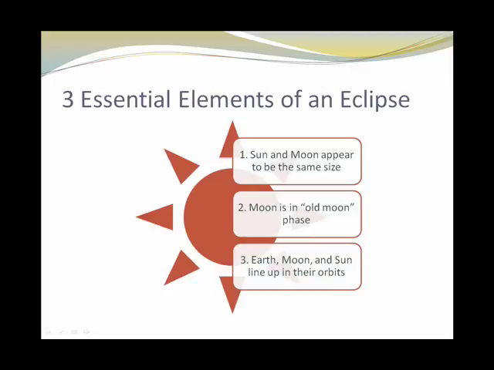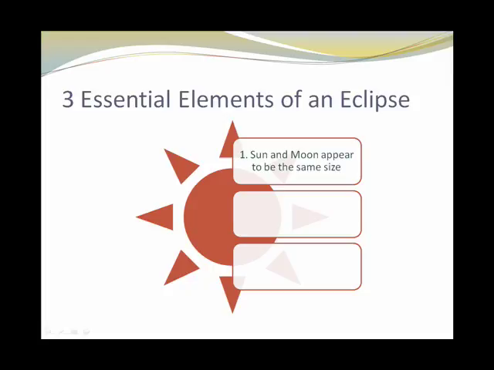Three essential elements are needed for a solar eclipse to take place. Let's talk about each one of these elements individually, but let's review them here. Firstly, the sun and the moon need to appear to be the same size. Secondly, the moon has to be in a particular phase, known as old moon phase. And thirdly, the earth, moon, and sun need to line up in their orbits. Let's take a look at element number 1.